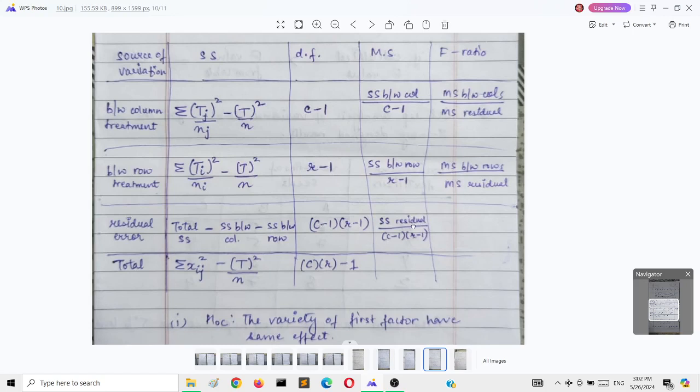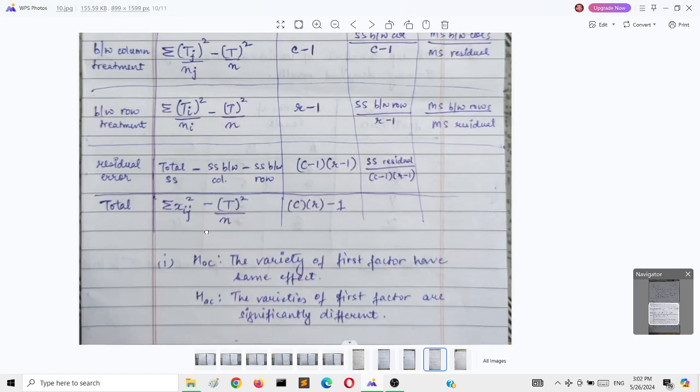And then whatever the SS residual is, you divide it by (r minus 1) multiplied by (c minus 1). That is what you do, because whatever you calculated, you divide by the degree of freedom. And then for the total, you do the sum of everything.